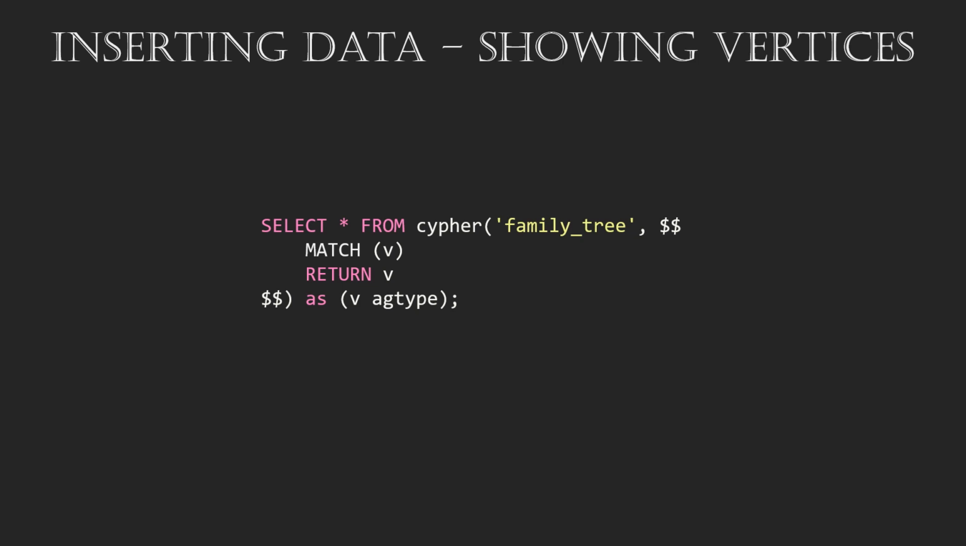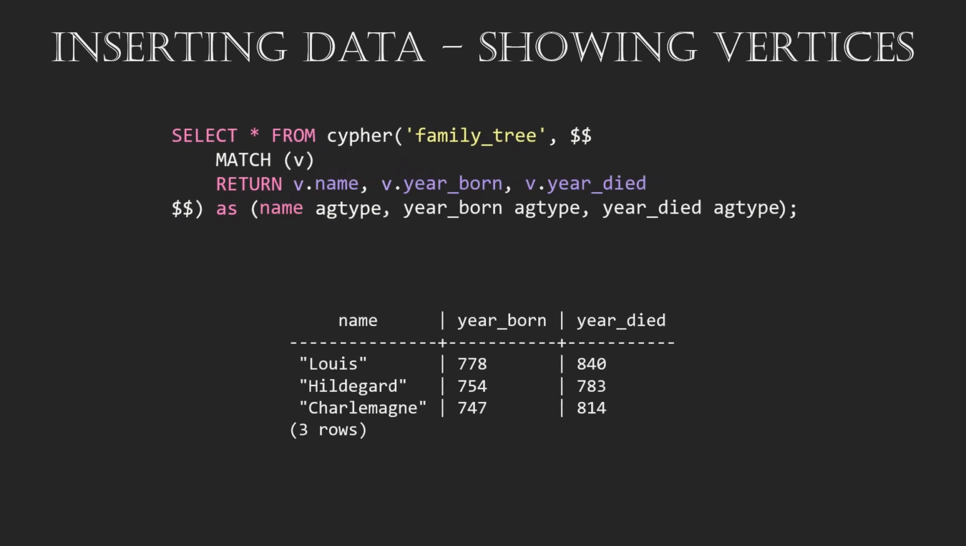To show all the created vertices so far, we can run the following query. This one will output all the information that all vertices have, but it can be quite complex to look at. We can get the properties of the vertices in a clearer way like this, choosing which property we want to output.